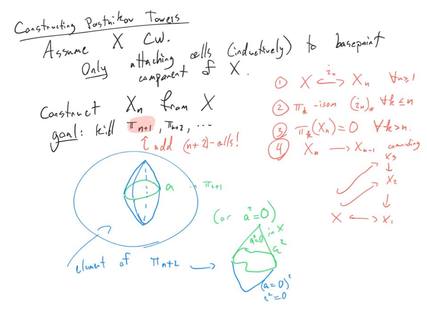But that's okay, right? If to kill all of the degree n plus 1 stuff we add a bunch of n plus 2 stuff, then we just throw those new elements into what we have to kill when we kill pi n plus 2.